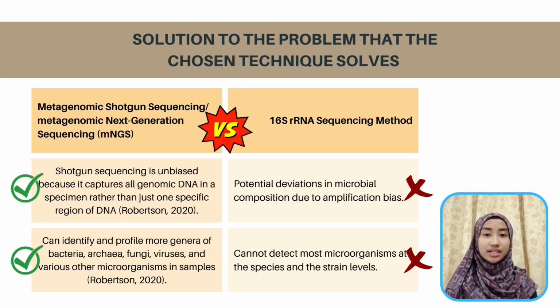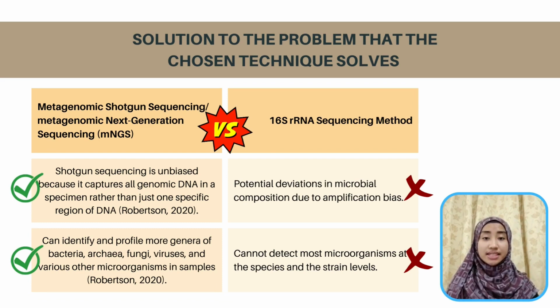The reason why the researchers did not choose the 16S rRNA sequencing method is that even though this technique has been used widely, especially on the gut microbiota, according to previous studies, this technique still has several limitations. It has potential deviation in microbial composition due to amplification bias. Also, it cannot detect most microorganisms at the species and the strain levels.